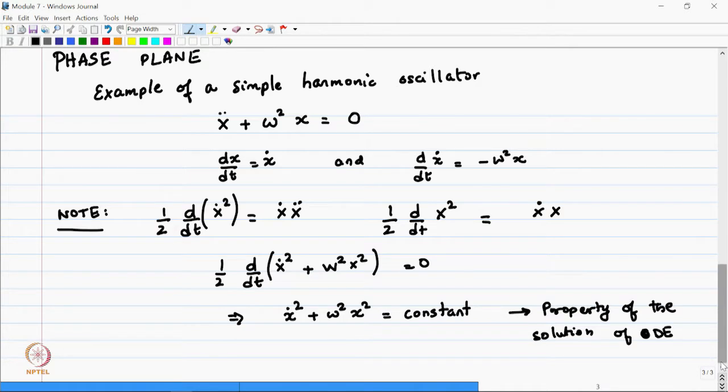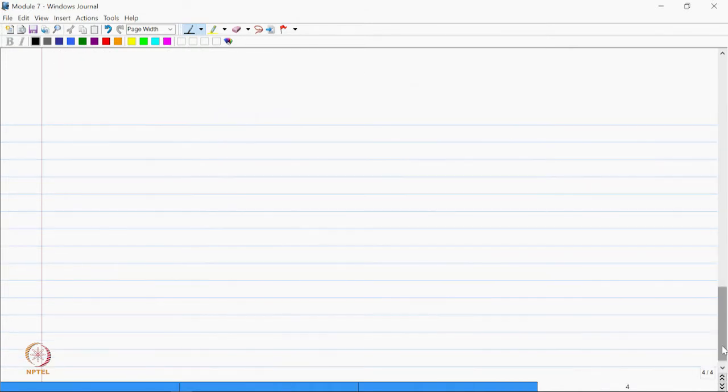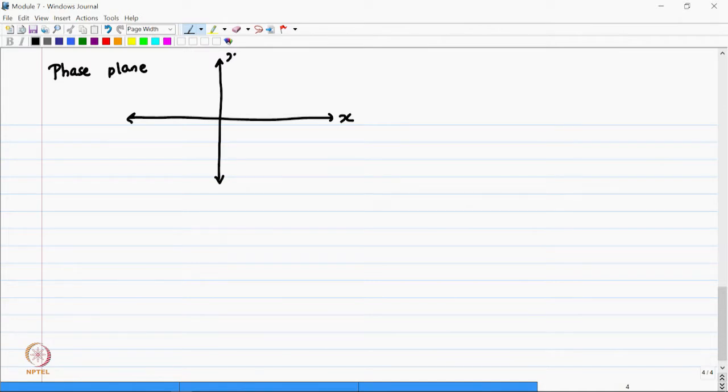So now, what does this imply? In order to see this, we look at the phase plane. What is a phase plane? It's a plane showing x and x dot. Now remember, our equation is x dot square plus omega square x square equal to constant. Now, in this plane, this is an equation of an ellipse.